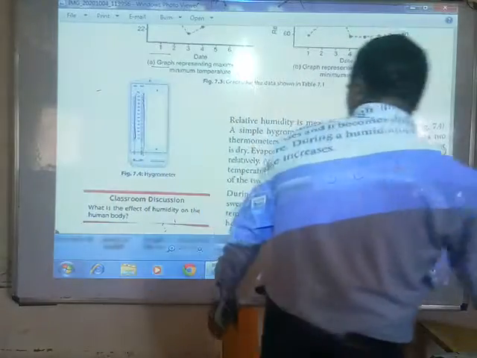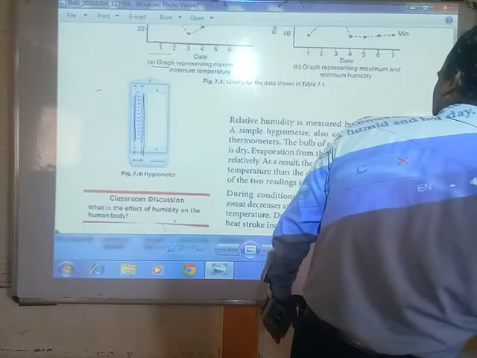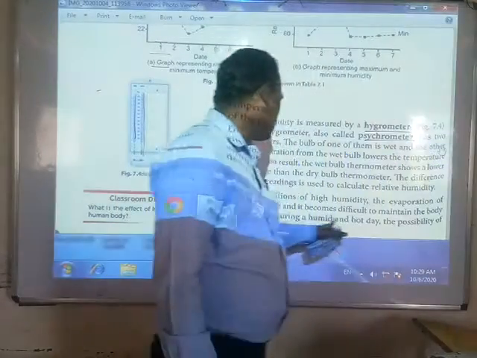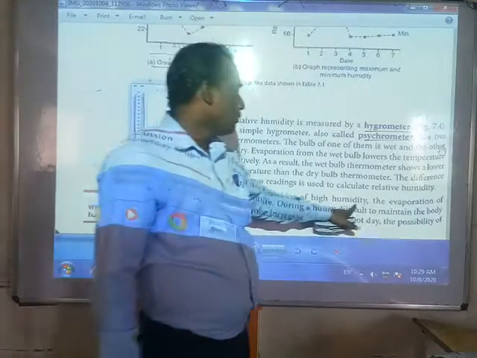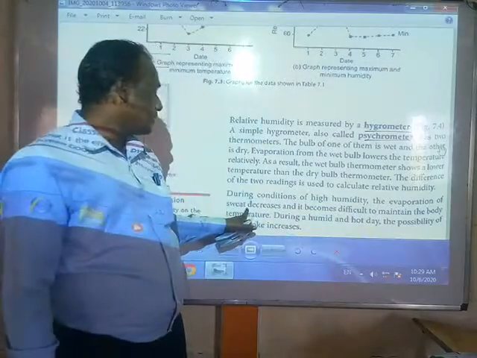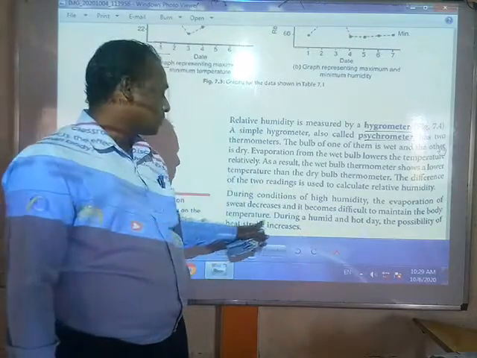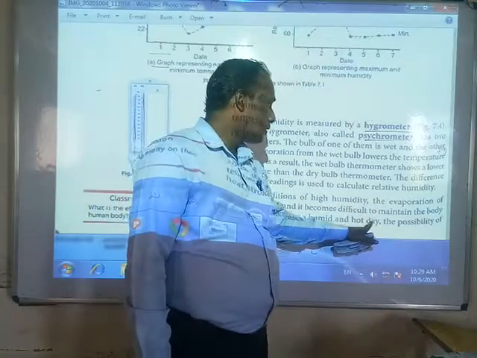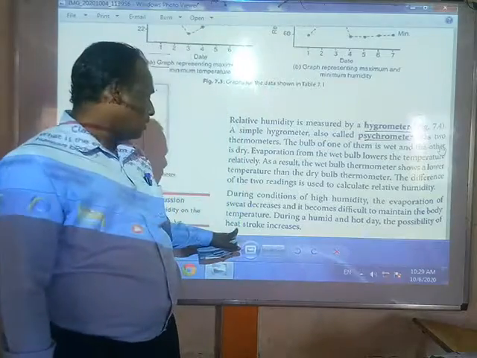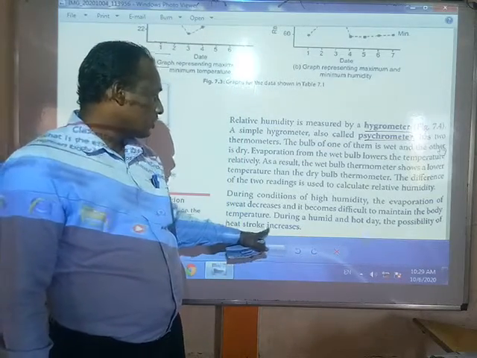Okay. The difference of the measurement of the two thermometers is called the relative humidity. Okay, friends. So next, during the condition of high humidity, the evaporation of sweat decreases and it becomes difficult to maintain the body temperature. On a hot, humid day, the possibility of heat strokes increases.